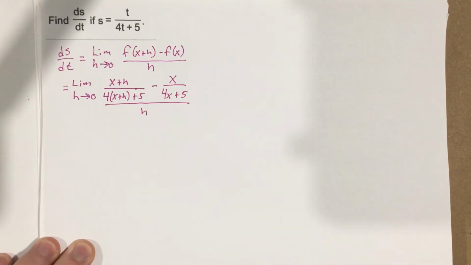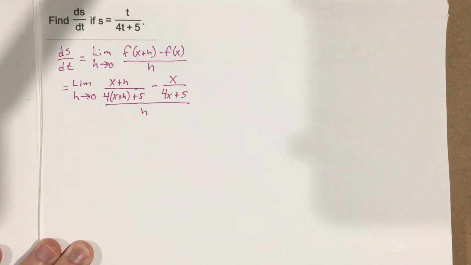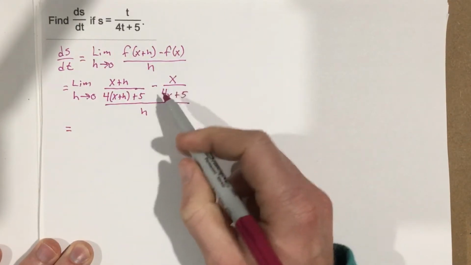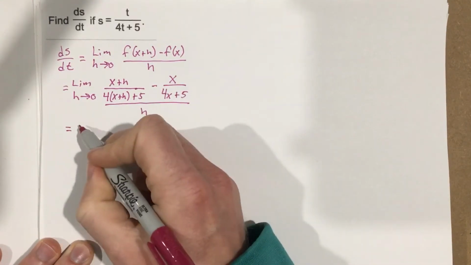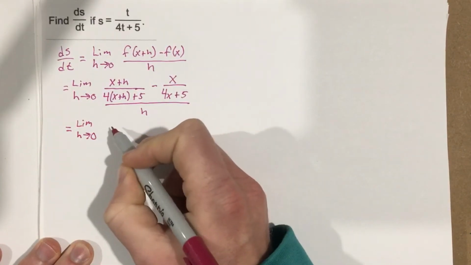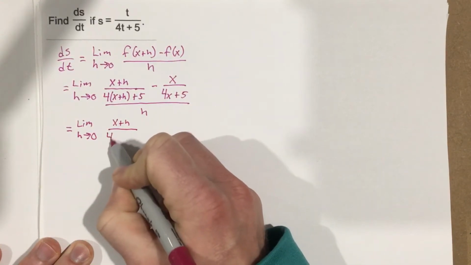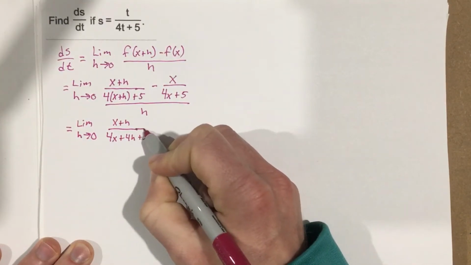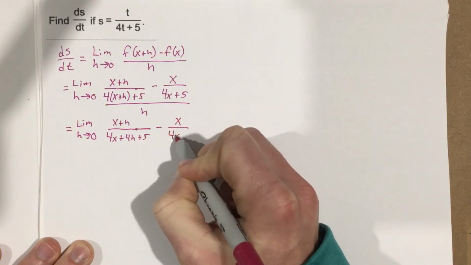Now I think it makes sense, the first thing that needs to happen, probably distribute the bottom, and you'll notice that I need to multiply the right side by 4x plus h plus 5 and the left side by 4x plus 5. So let's go ahead and distribute that. And we get x plus h over 4x plus 4h plus 5 minus x over 4x plus 5.